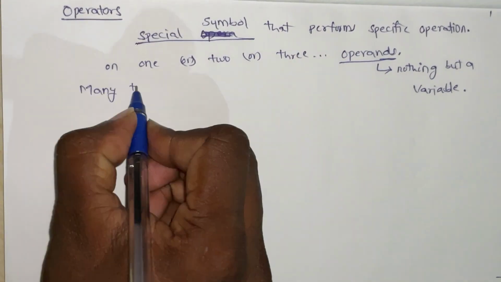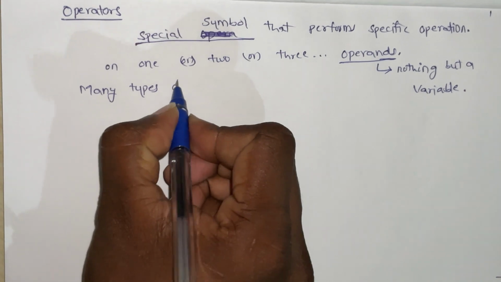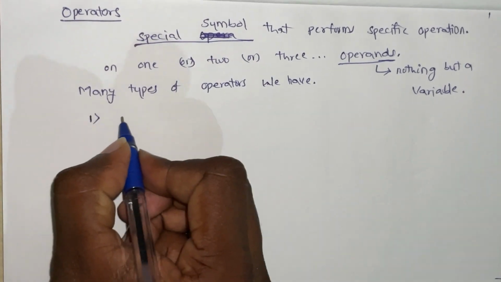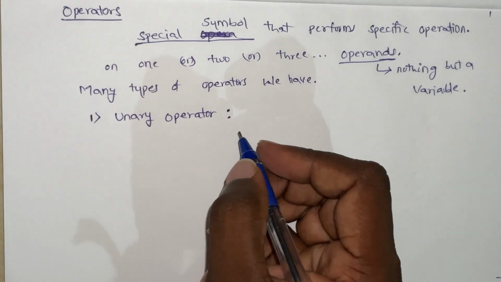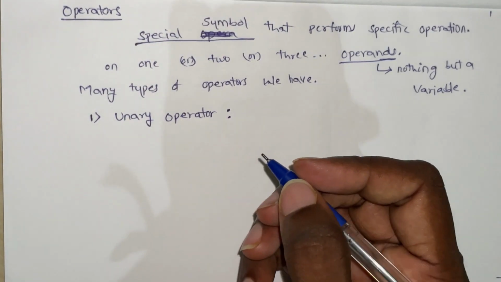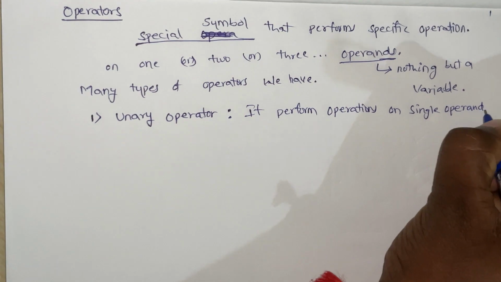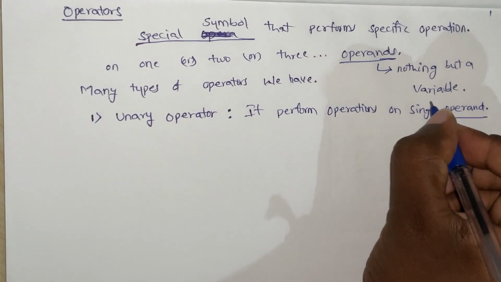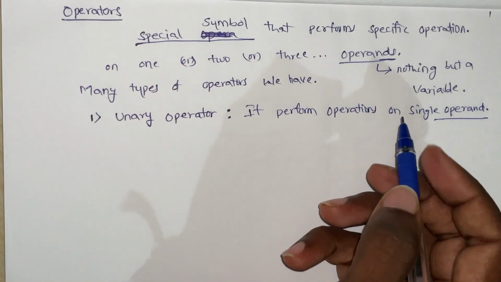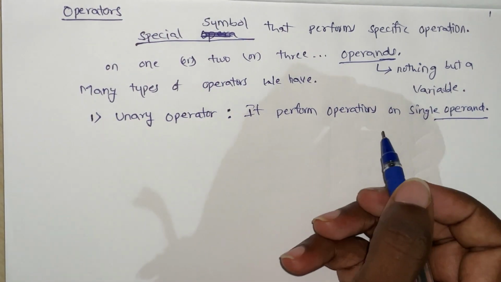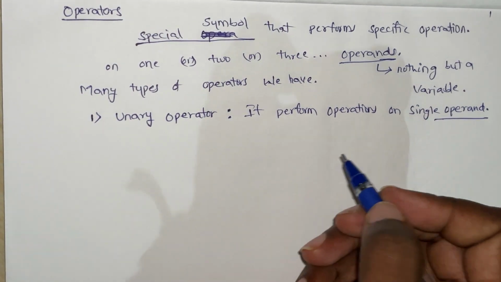There are many types of operators. One of them is the unary operator. What is a unary operator? It performs an operation on a single operand. Again, an operand is nothing but a variable. That means these unary operators have only one variable, and the operation is performed on that variable only.